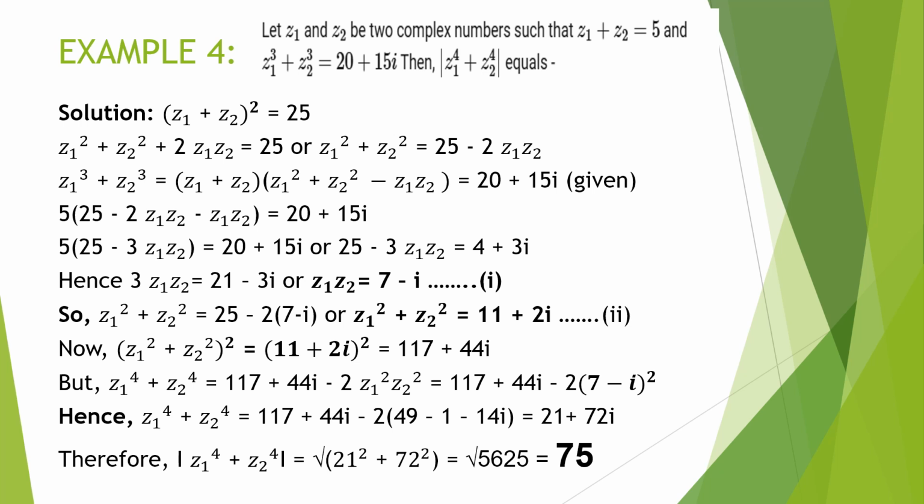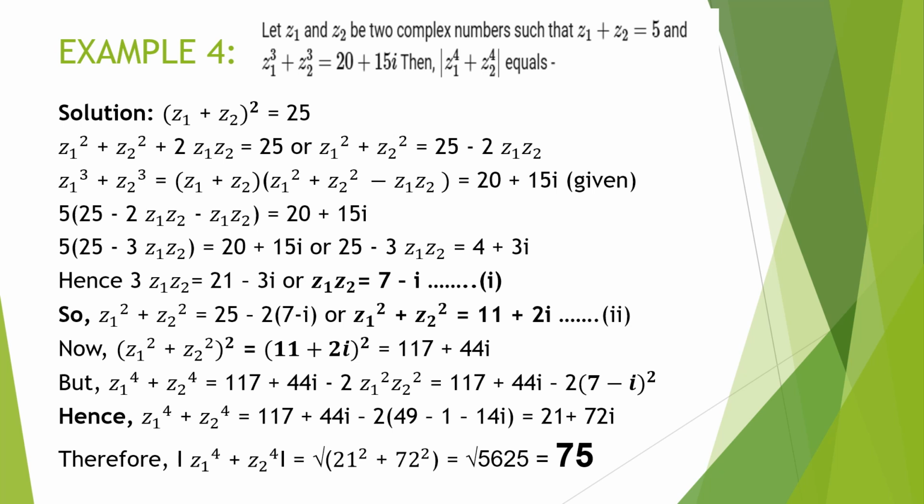What we want is z1 raised to 4 plus z2 raised to 4. This is equal to 117 plus 44i minus 2 z1 square z2 square. Correct? So this is equal to 117 plus 44i minus 2 into, we have the value of z1, z2, just square it. So it is 2 into (7 minus i) whole square. Now z1 raised to 4 plus z2 raised to 4 after simplification will become 21 plus 72i, correct? Because you put i square as minus 1.